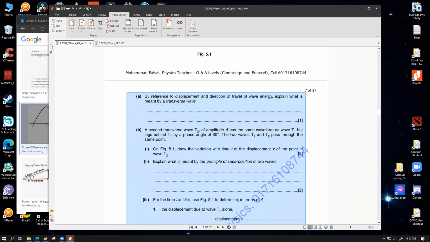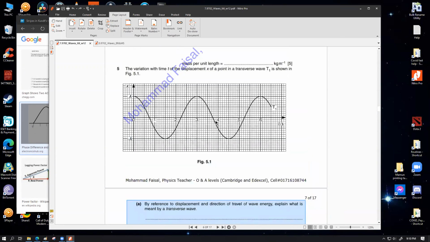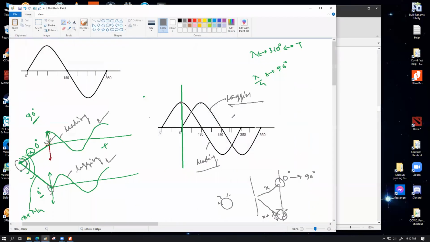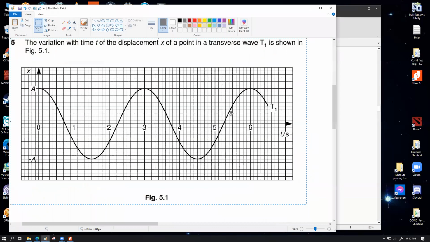First they're saying on figure 5.1, draw the variation with time t of the displacement x of the point in wave T2. So first of all, we are asked to draw the wave T2 over here. So might as well copy this picture and try to draw this. I'm definitely gonna use copy paste. So we are asked to draw a wave that lags behind this wave by 60 degree.